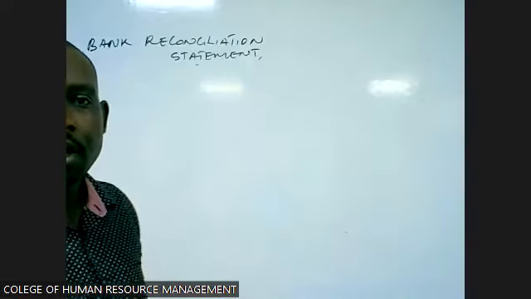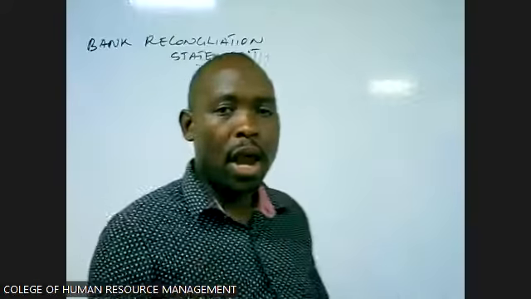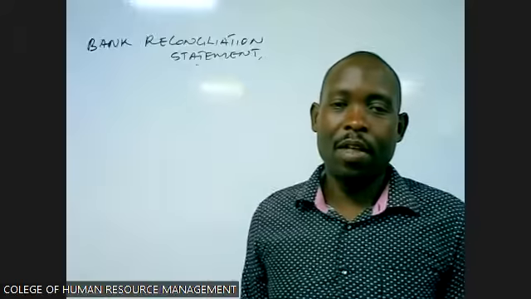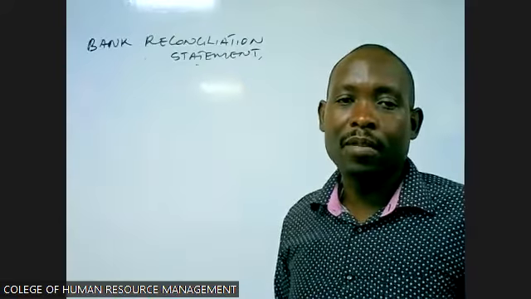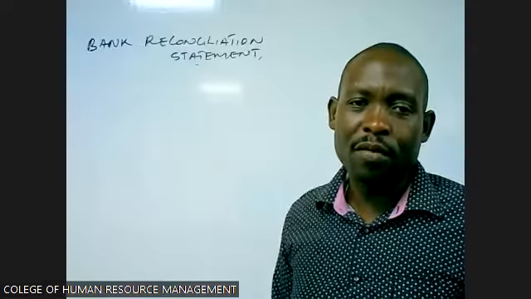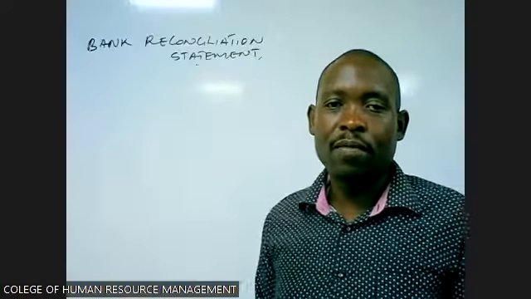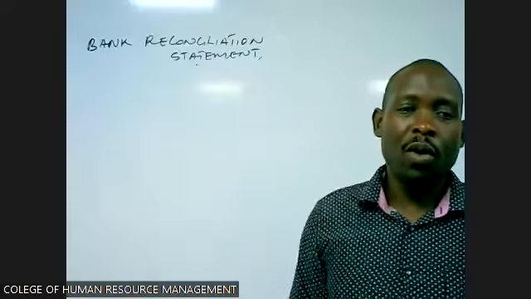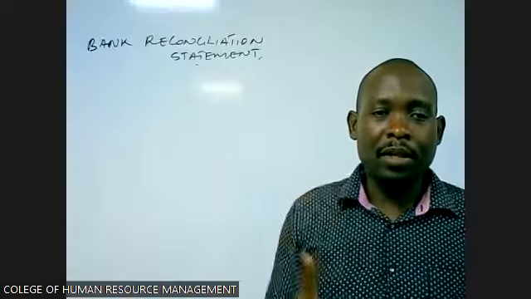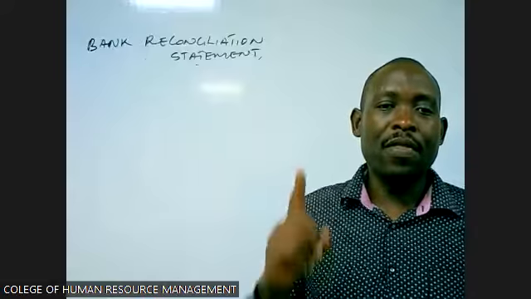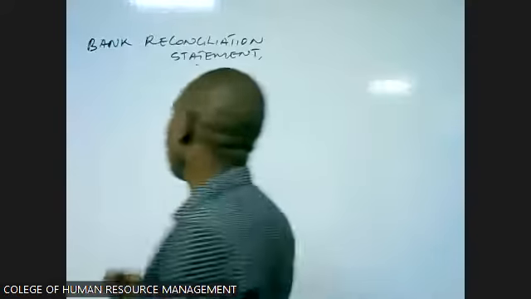After doing so, we now need to ask ourselves, what makes the cash book bank column balance differ from the bank statement balance? What are some of the reasons that can make the cash book bank column balance differ from the bank statement balance? We have two broad reasons. Number one, some items will appear in the cash book but be missing in the bank statement.